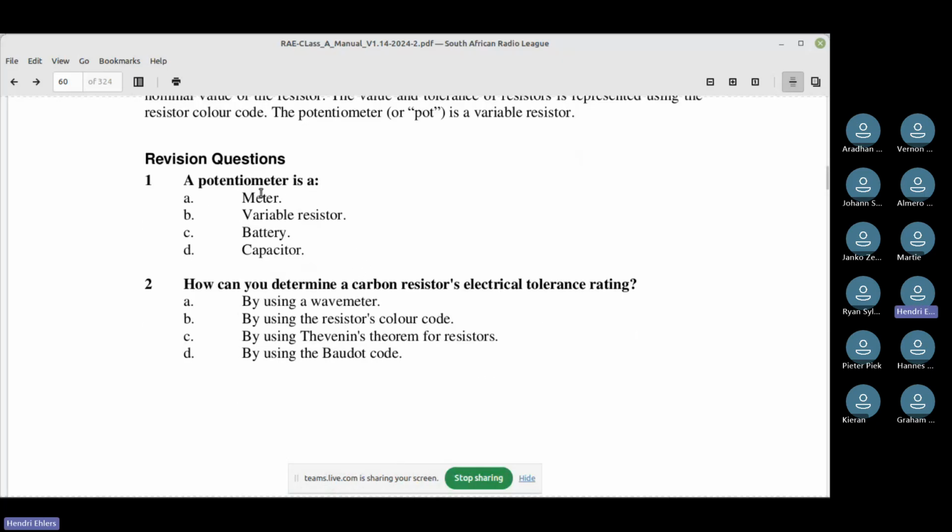Potentiometer is a meter. Variable resistor sounds good. Battery, definitely not. Capacitor, definitely not. So in this case, I would go for B. Now, I don't know whether I must give you guys the opportunity to answer the questions, or do you prefer me telling you what the answers are?